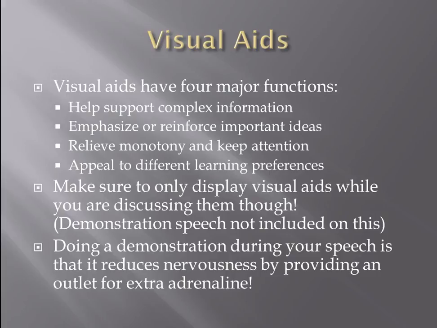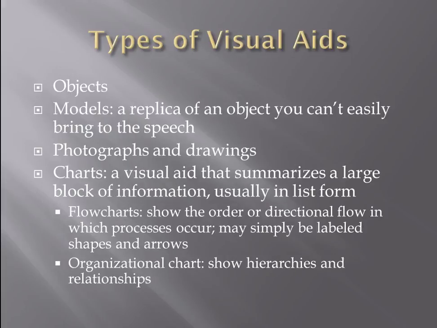Doing a demonstration during your speech can reduce nervousness by providing an outlet for that extra adrenaline. We've talked about extra adrenaline being a source of speaker anxiety. So when we demonstrate things, we are able to move around a little bit, and it reduces our nervousness. Other types of visual aids, though, might be an object of some type, a model. A model is basically a replica of an object that you can't easily bring to the speech. For instance, if you're doing an informative speech on the history of the Statue of Liberty, well, we can't bring in the Statue of Liberty to class, but we could bring in a model of the Statue of Liberty. Photographs and drawings are great visual aids to use as well.